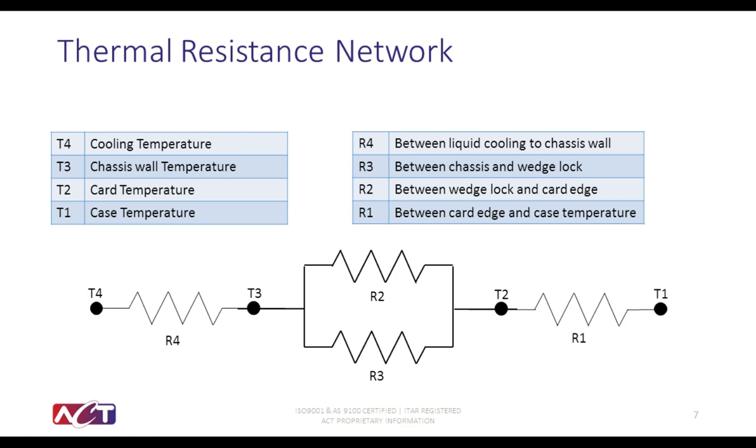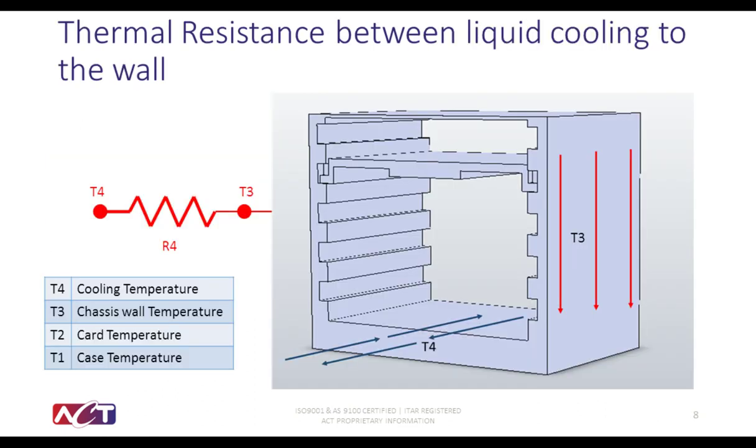Now, to cool embedded systems, there are multiple interfaces in which thermal resistance stacks up. In breaking down an embedded system, we have 4 temperature zones and 4 resistance networks. The first temperature is that of either the liquid or air supplied to the system. We'll define it as T4. T4 is often fixed and determines what we can do with the rest of the system. R4, in our schematic, is the thermal resistance between the provided cooling and the chassis wall, where T3 is the temperature of the chassis wall itself.